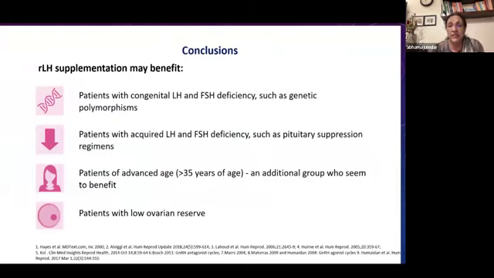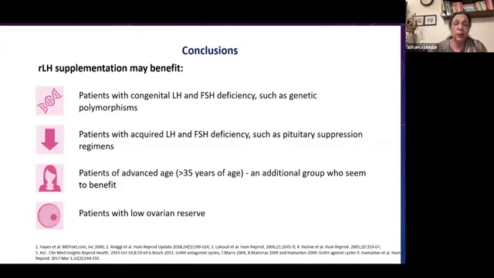We all agree 100%. In genetic polymorphism, it is LH addition which will help more than increasing the FSH dose. And patients with acquired LH FSH deficiency, such as pituitary suppression regimens for IVF, also might help if LH suppression is a lot, especially in the long agonist protocol. Patients of advanced age, we have seen, is an additional group who seem to benefit, not only when we add LH right from the beginning, but even after we add LH after 5 days of stimulation.